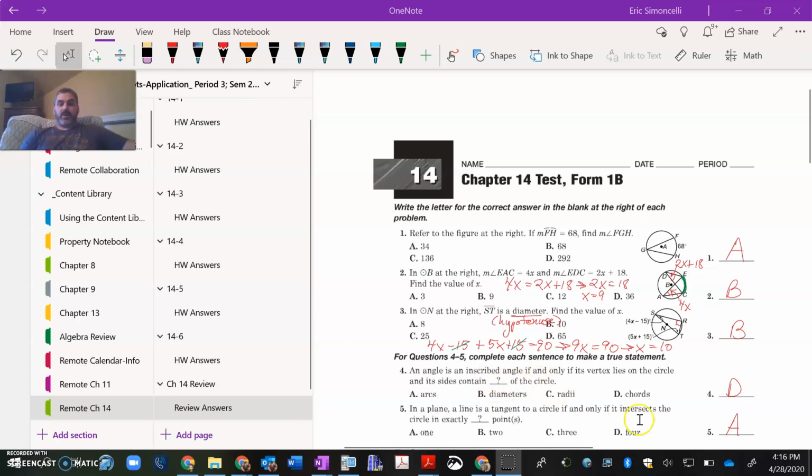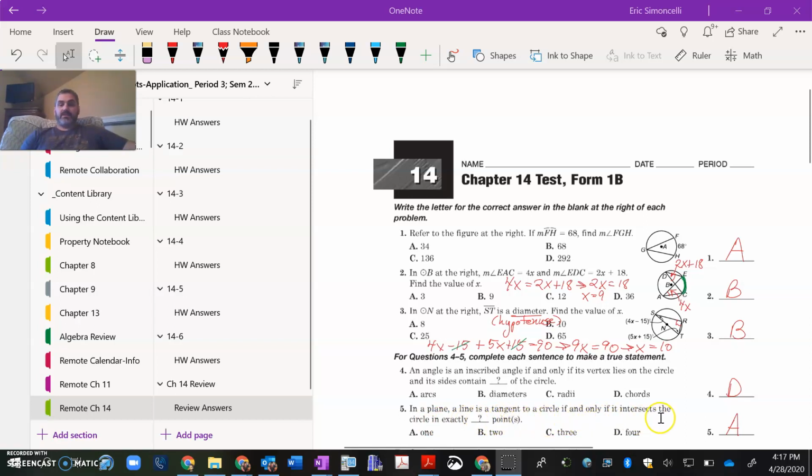The blank here must be chords, and the reason is, if you look at number 1, that's a very nice depiction of an inscribed angle, angle G, as we saw in number 1. This particular point is clearly designated on the circle, so its vertex is on the circle. We can also note that the sides of the angle, GF and GH, must be chords. And chords are just segments that have their endpoints on the circle. So the answer, D.